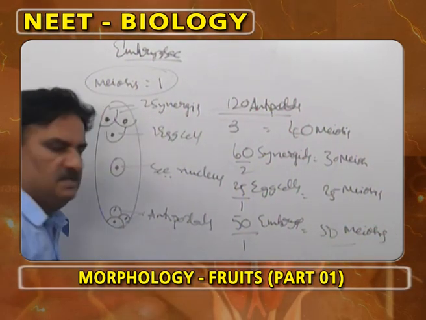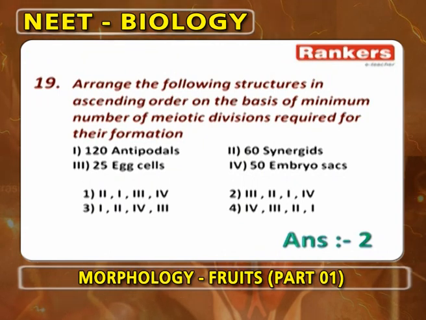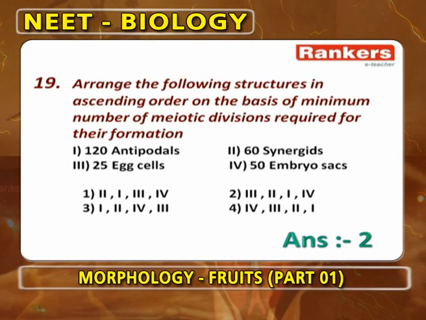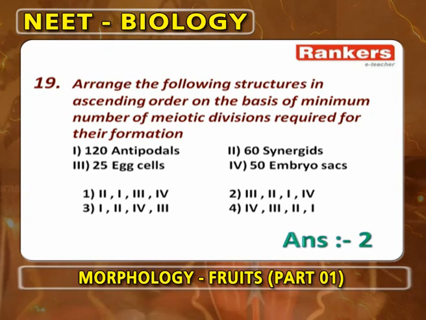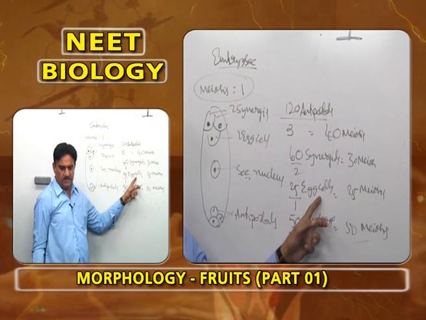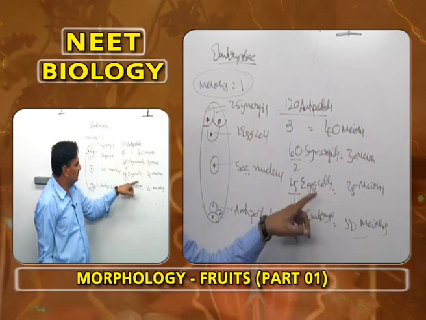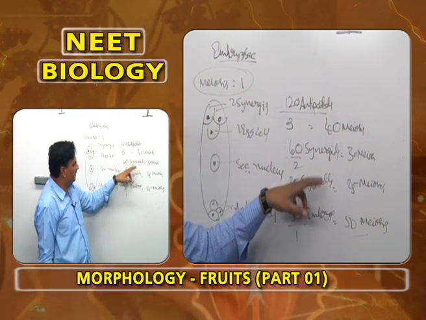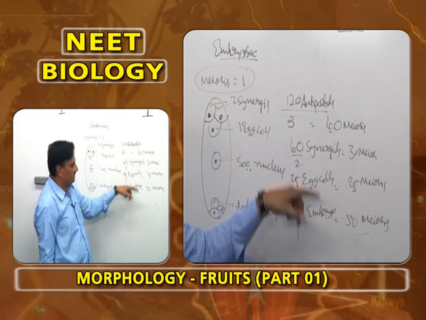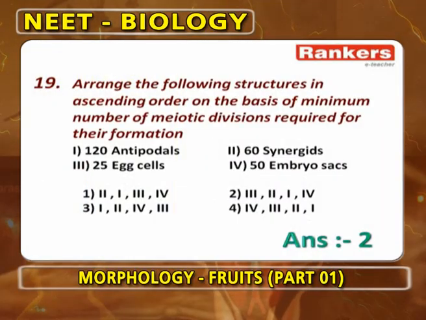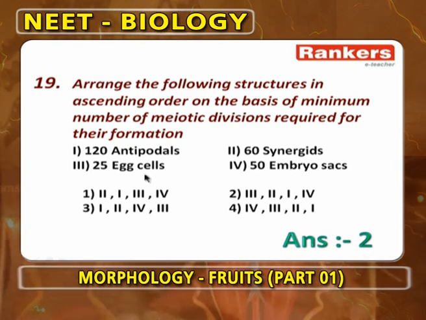So, here what is the question asked? Arrange the following structures in ascending order based on minimum number of meiotic divisions required for their formation. The order is 25, 30, 40 and 50. So, 3, 2, 1, 4. So, answer for this is 3, 2, 1, 4.